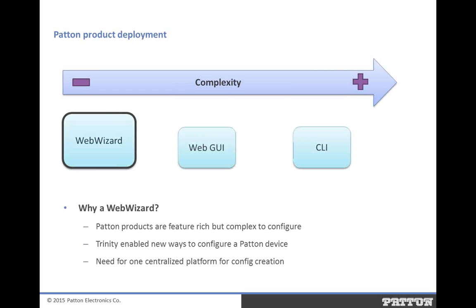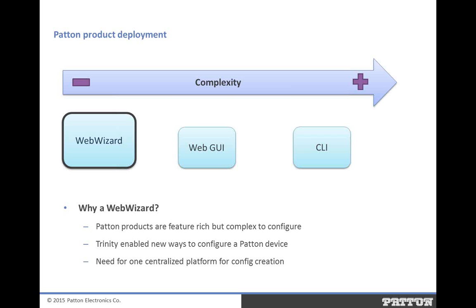So now we asked, how can we make it easier for all your customers configuring a patent product? That's where we said, well, we want to do a simple thing here, and that's what we call the WebWizard. So why a WebWizard? Patent products are known to be feature-rich, but that also makes it complex to configure a patent device. So we said, well, with the Trinity operating system, the new operating system we have on certain products, it enables us to provide new ways of making configuration easier.